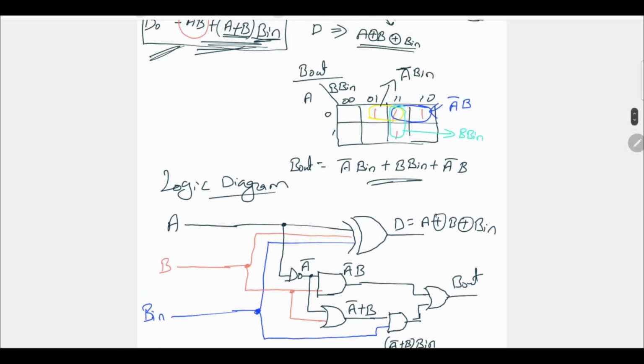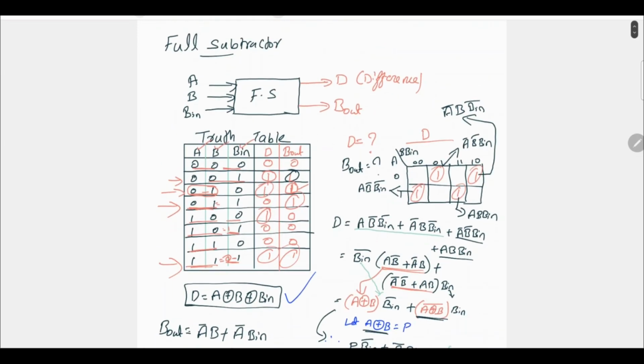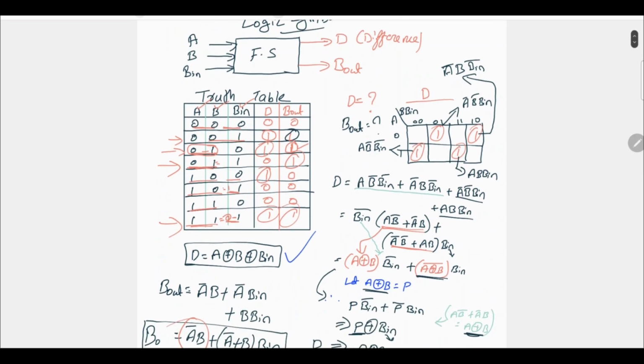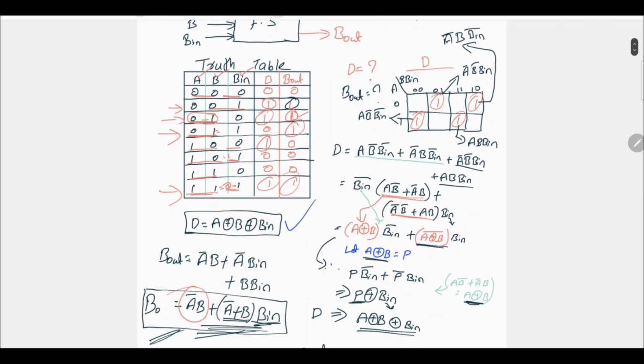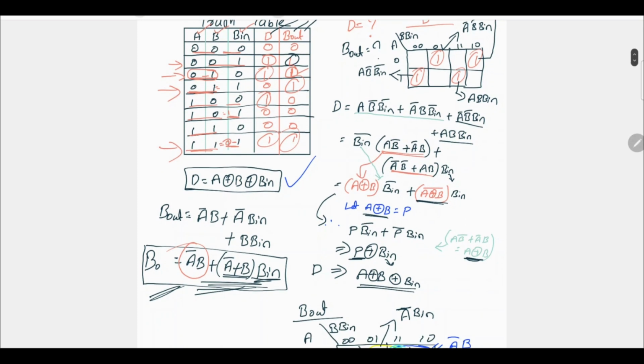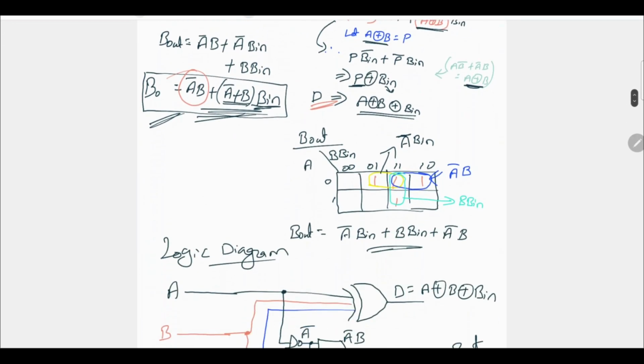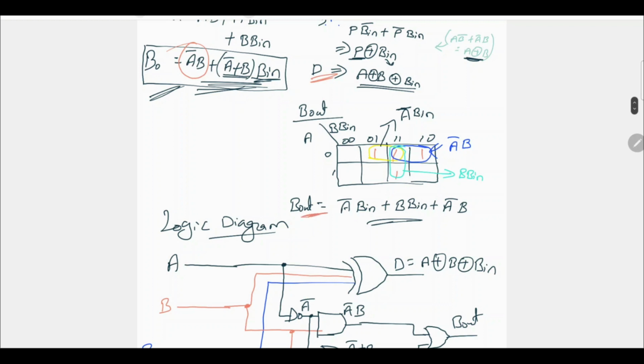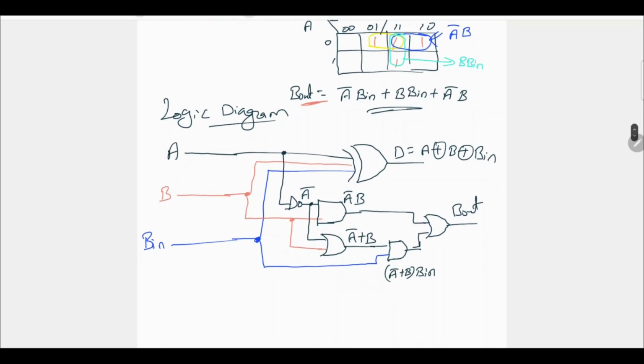So for the full subtractor, we have discussed first the logic symbol, then the truth table. Then we have discussed the derivation of difference and borrow out, that means derivation of these outputs with respect to inputs. So we have found the difference, then the borrow, and finally we have drawn the logic diagram.